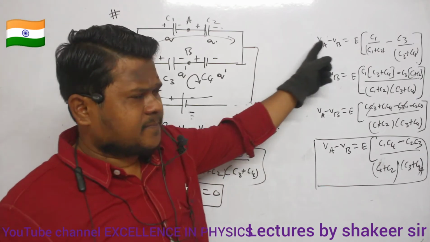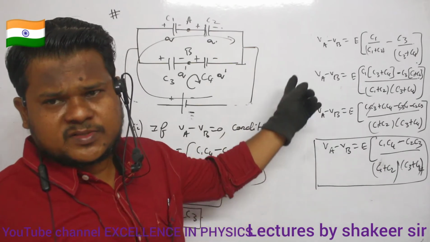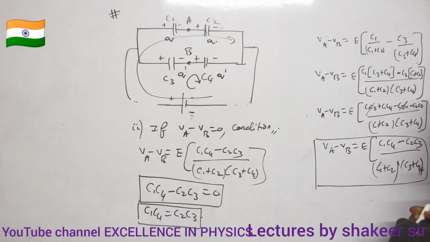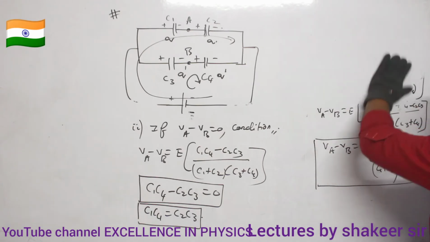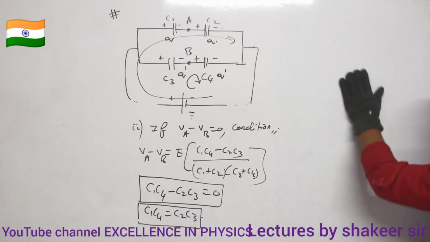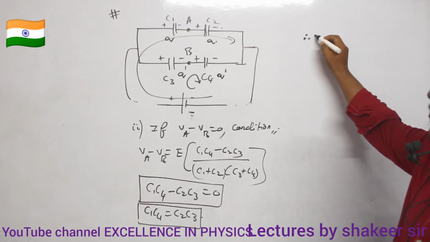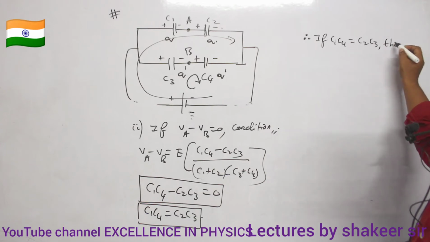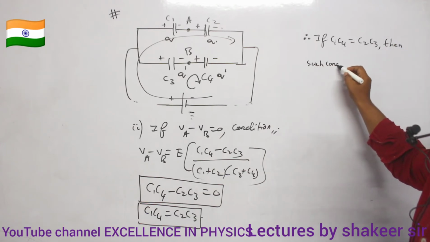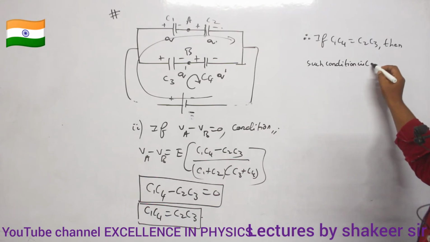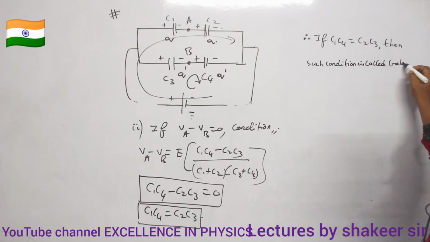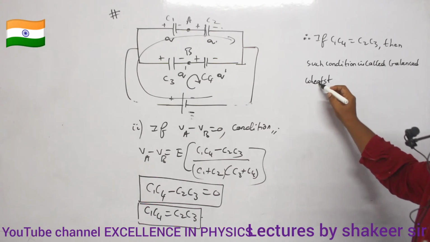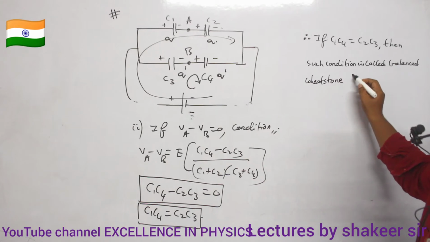So shall I rub this side, ma? Okay. So therefore, what can we write? If C1 C4 is equal to C2 C3, then such a condition is called a balanced Wheatstone bridge.